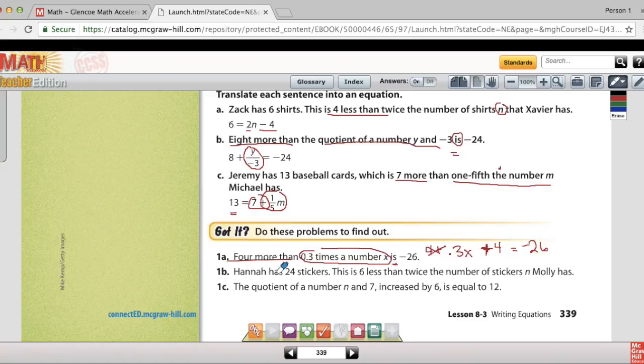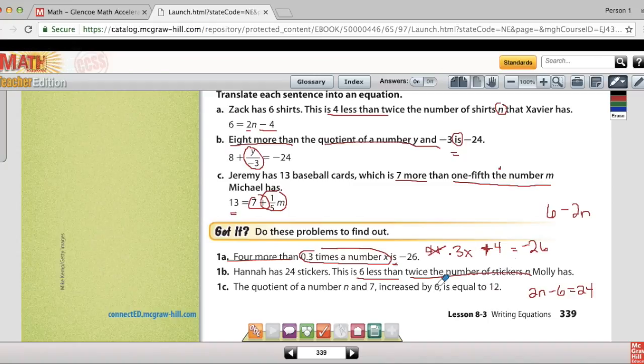For 1b, Hannah has 24 stickers. This is 6 less than twice the number of stickers n that Molly has. So twice the number of stickers Molly has is 2n, and then 6 less than that would be minus 6, and then equals 24. On some of these you have to work backwards because even though it says 6 less than, you're not going to write that as 6 minus 2n because that's going to give us a completely different answer.